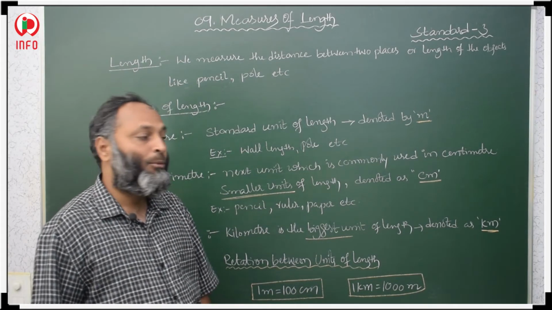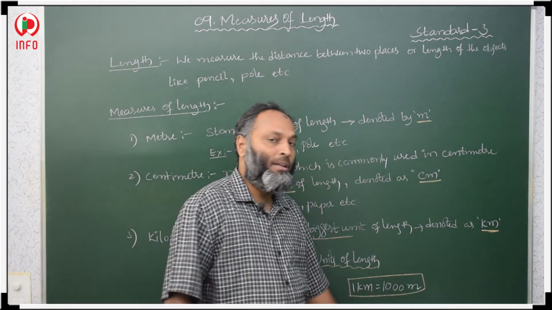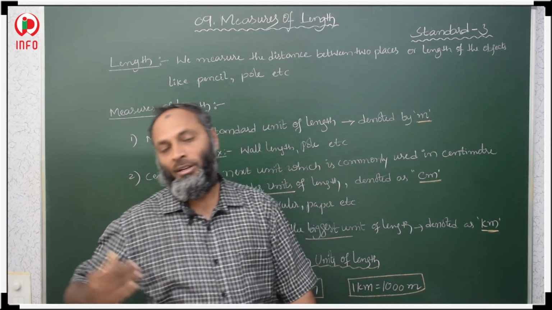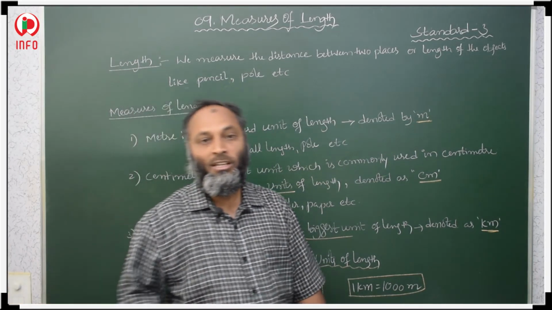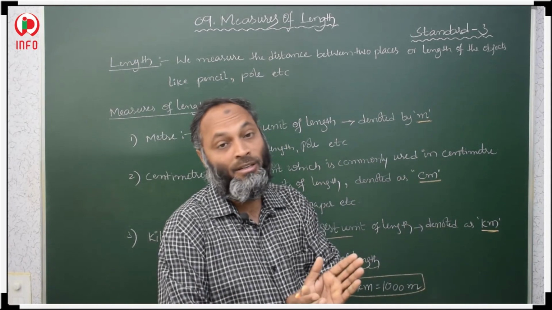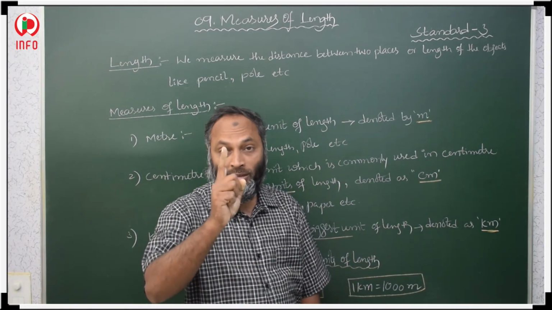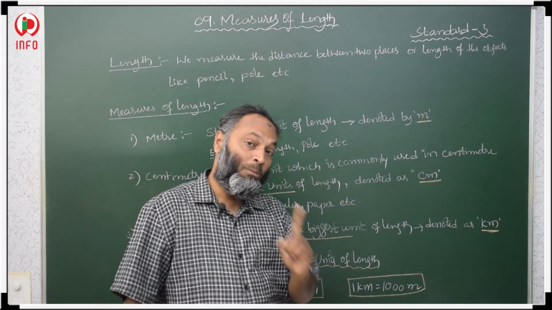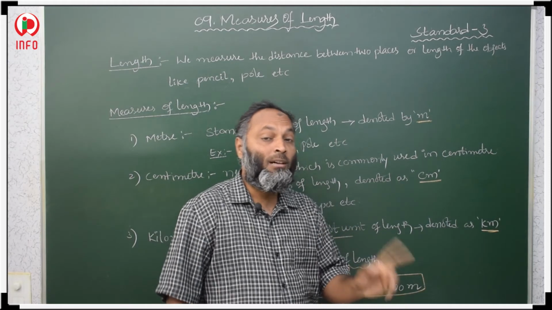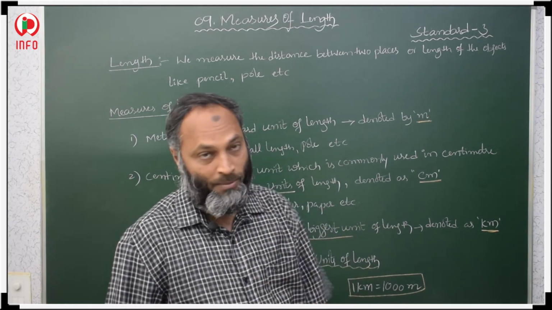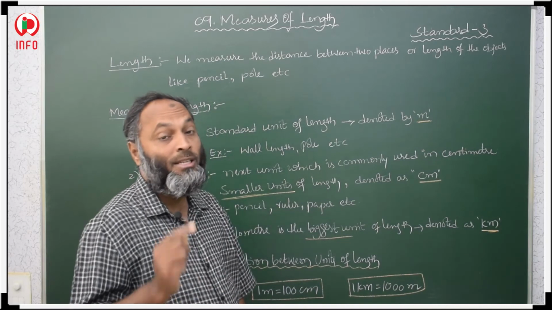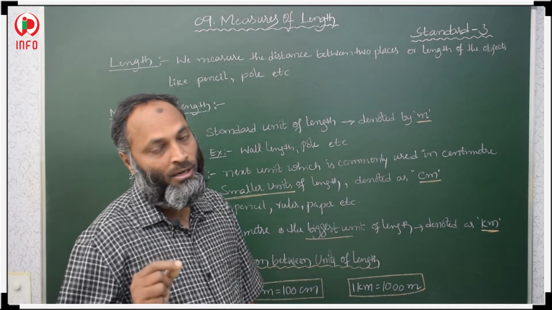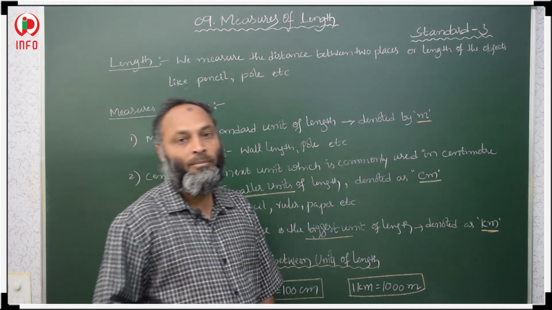In the same way, one more relation is there: kilometer and meter. In meters, 1 meter, 2 meters, 3 meters, 4 meters, 5 meters, 6 meters, in that way if we add 1000 meters, that makes 1 kilometer. It means 1 kilometer is 1000 meters, and 100 centimeters make 1 meter. You should remember these two relations.